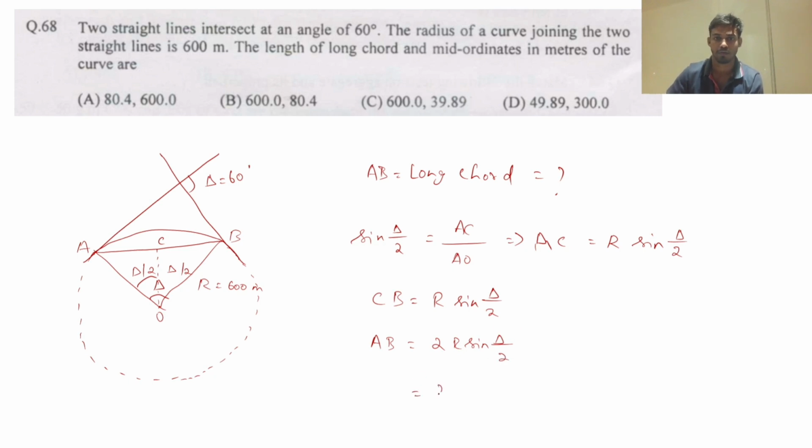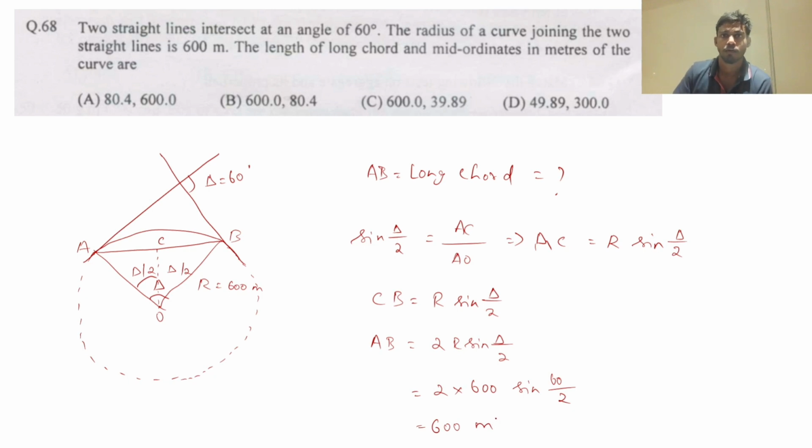So that means 2 into R, which is given as 600, and sine delta by 2, that is 60 degree by 2, is 30 degree. So sine 30 is 1 by 2. 2 and 2 will get cancelled. The answer is equal to 600 meter. So the length of long chord is 600 meter.